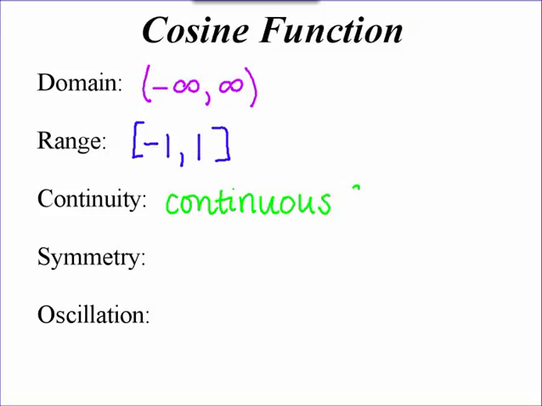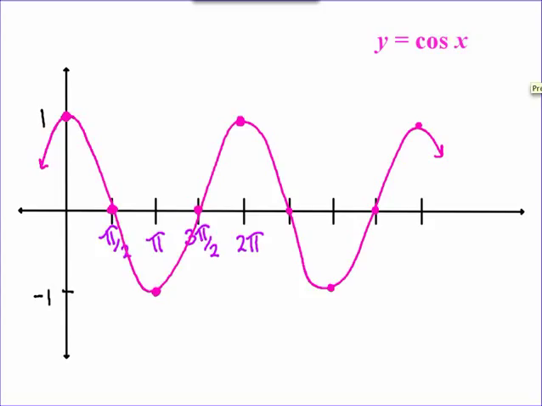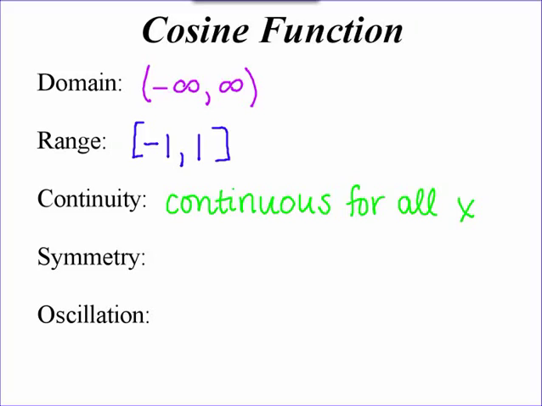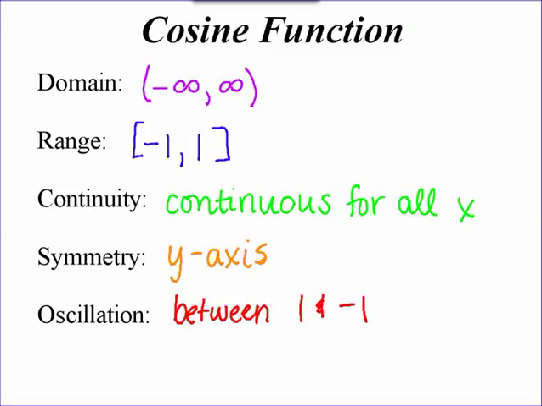Symmetry. Where's the x-axis? Y-axis symmetry. This one is y-axis symmetry. What about oscillation? Oscillates between 1 and -1. Good. So now notice, all of this stuff we just got done going through, with the exception of oscillation, was the stuff we learned in chapter 1. So that's why we had to learn it, so that right now we understood the meanings of these.